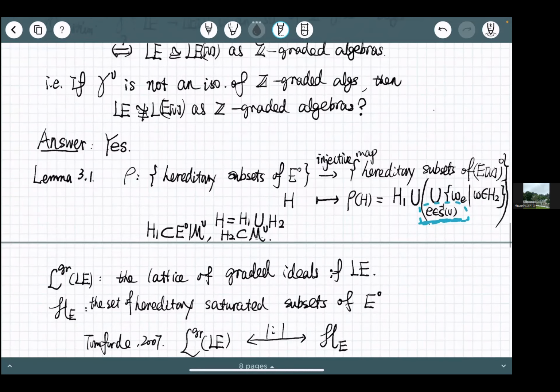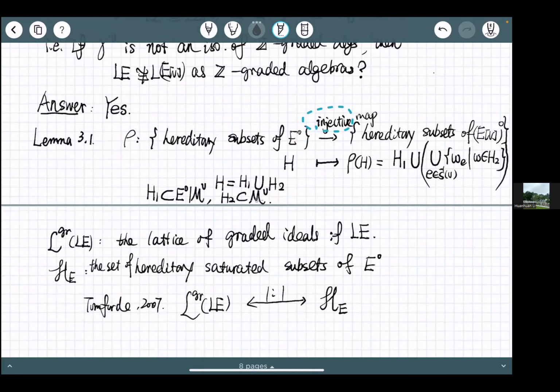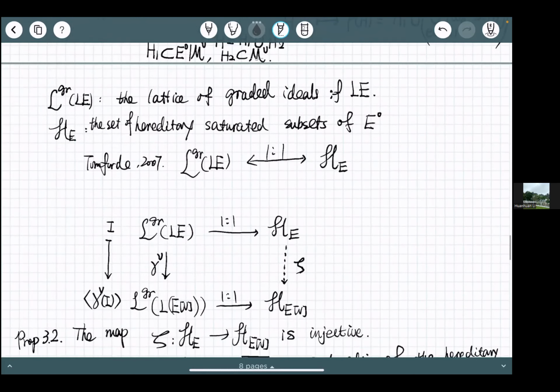We need to prove this is an injective map, because although the algebra homomorphism gamma V is injective, that does not directly guarantee this is injective, but we can prove it. So we have this lemma, and in the following we need to use the correspondence between the graded ideals of Leavitt path algebras and the hereditary saturated subsets of E0.